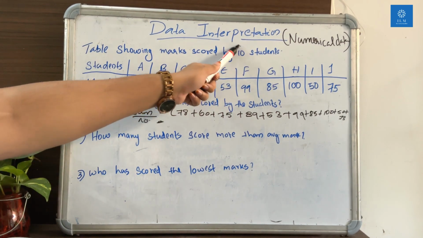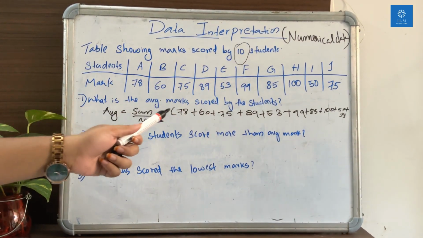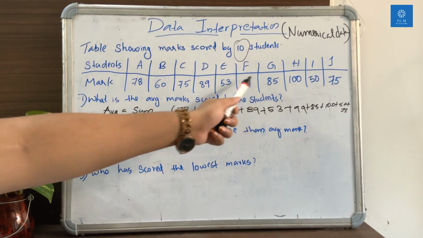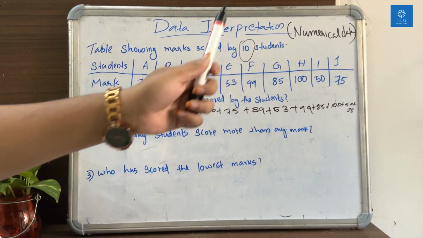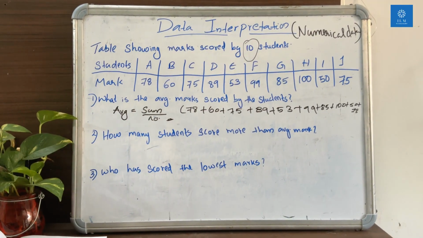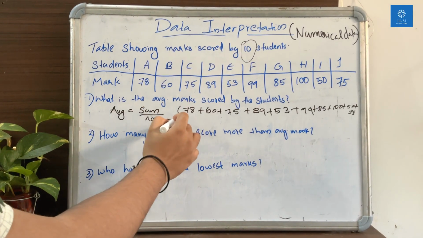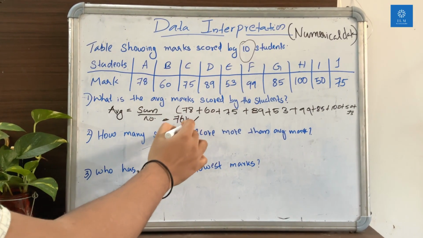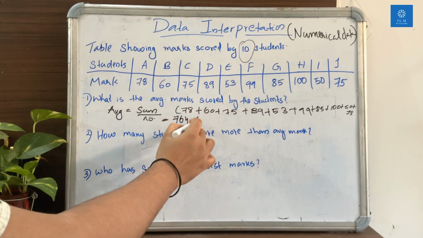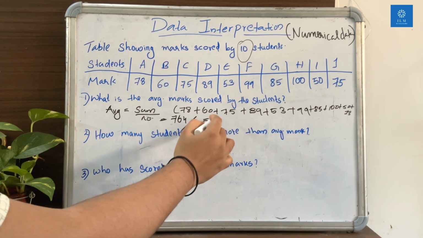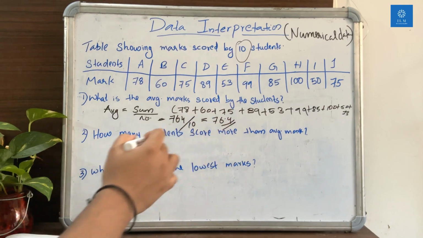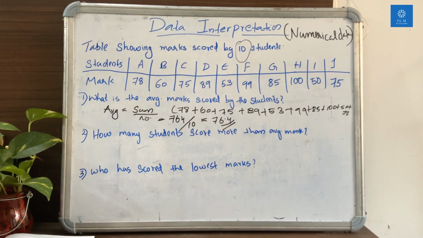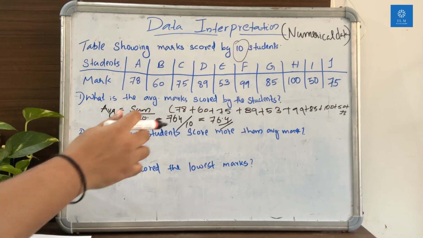So number of observations, it's 10, right? Sum of observations, we have to add these numbers, 78 plus 60 plus 75 and so on and so forth. That will be 764. 764 by 10, and that is going to be 76.4. So here the average mark obtained is 76.4.